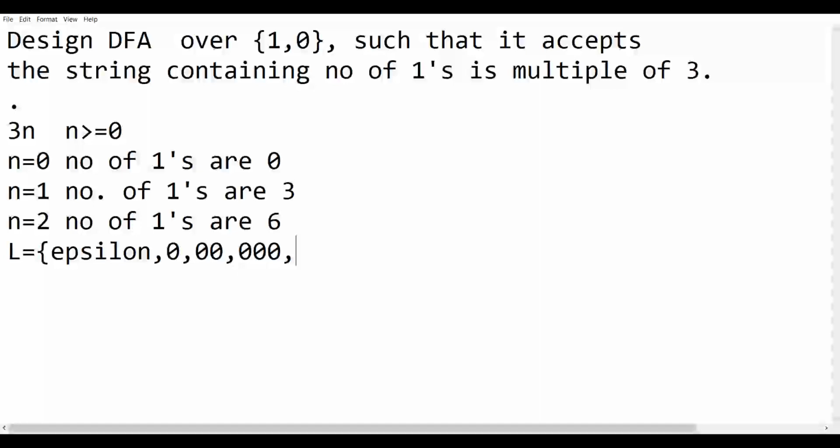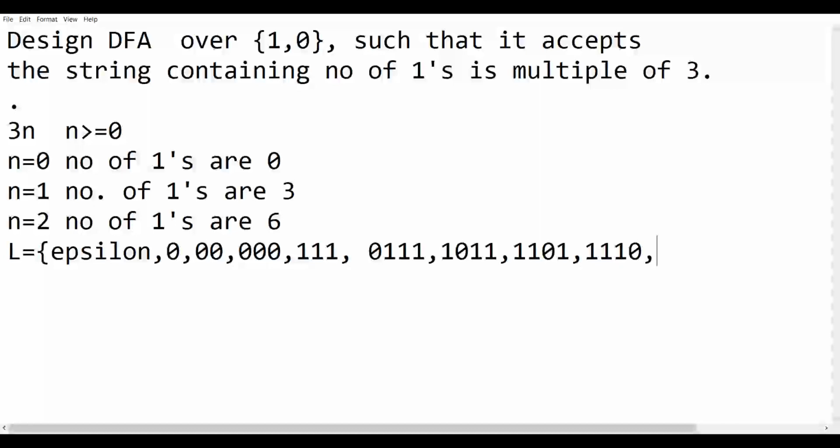Next, when n is equal to 1, there are 3 ones. The strings having 3 ones are accepted. The very basic case, when n is equal to 1, is 1 1 1. Then we consider it along with zeros like this, 0 0 1 1 1, or you can have the zeros anywhere, after 2 ones or after 3 ones. The only condition is that the number of ones must be a multiple of 3. So you can take any number of zeros with these 3 ones. I have taken a few cases here.